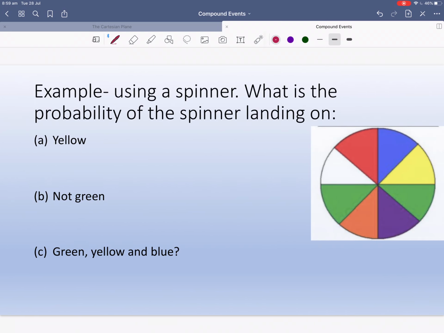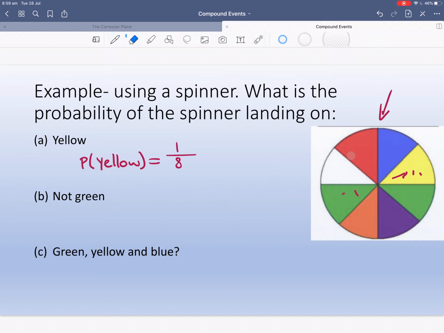Okay, so let's look at this. Using a spinner, we're going to use this spinner. What is the probability of the spinner landing on? So imagine there's an arrow here that spins around, all right, just like I showed in the experimental probability video. It asks, what's the probability of getting a yellow? Well, yellow is 1 out of 1, 2, 3, 4, 5, 6, 7, 8 possibilities. So probability of yellow is 1 out of a total of 8.